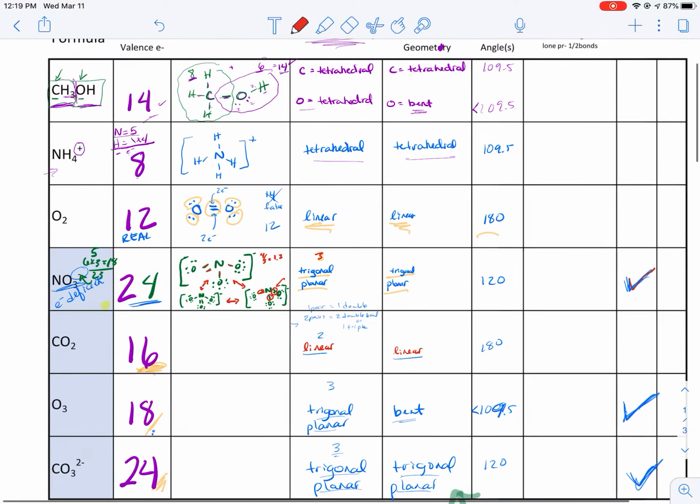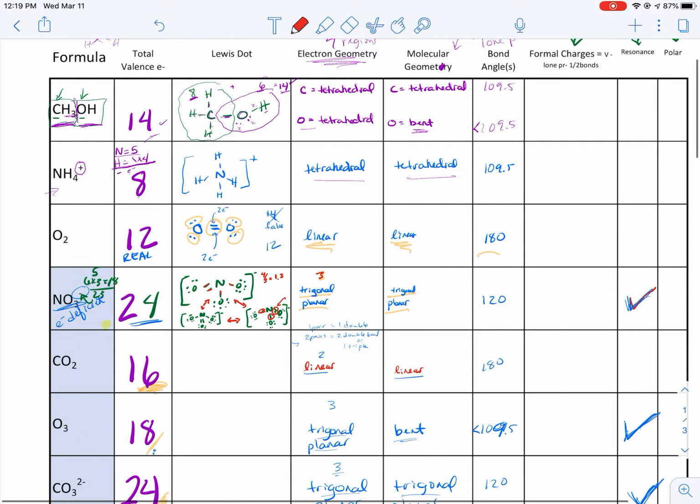No lone pairs means that our electron geometry is the same as our molecular geometry. So those are the same. And you just have to remember these angles. They're 120. You just got to remember them. Now, we've said it has resonance.